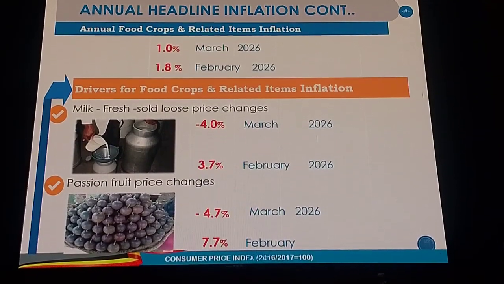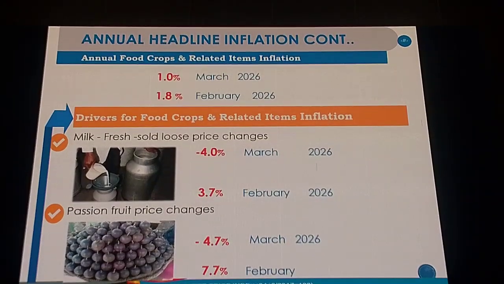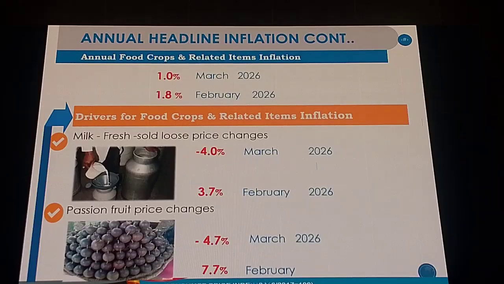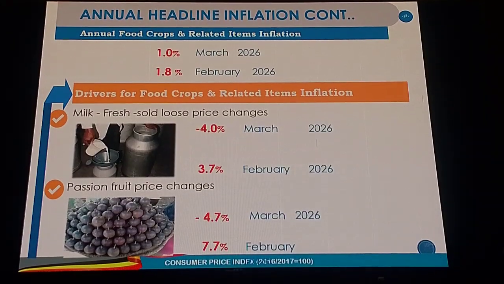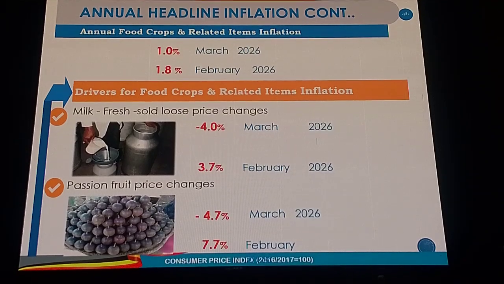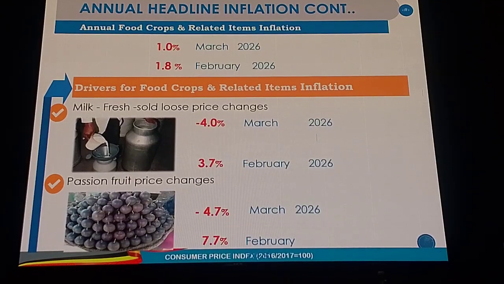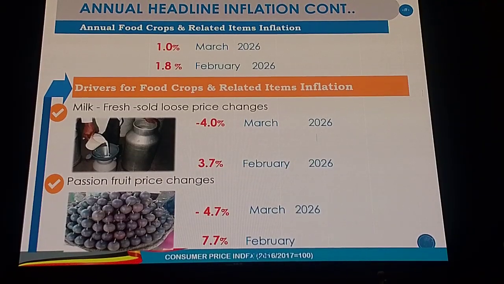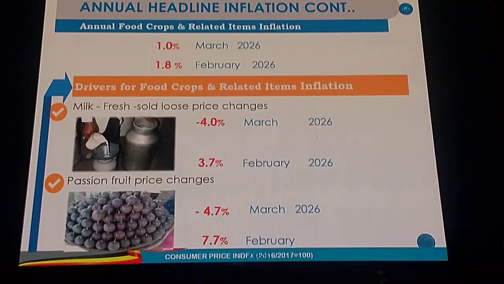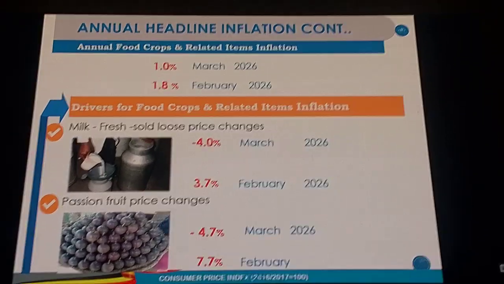So ladies and gentlemen, we remember we had taken out the food crops and related items and also the energy, fuels and utilities. So to show you what happened now in the food crops and related items category, we see also a slowdown in food crops. For the month of March 2026, we recorded them at 1.0% compared to 1.8% that was recorded in the month of February 2026.